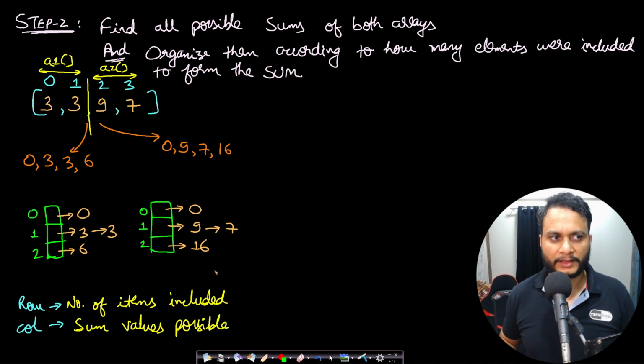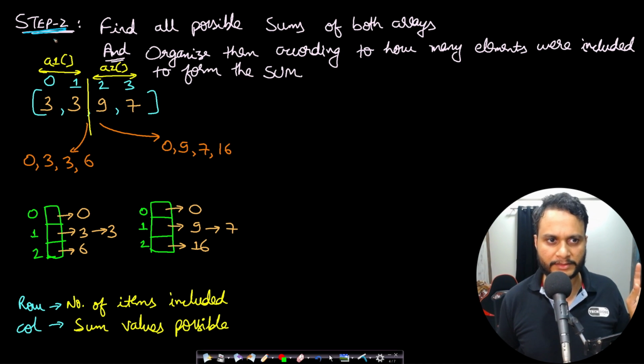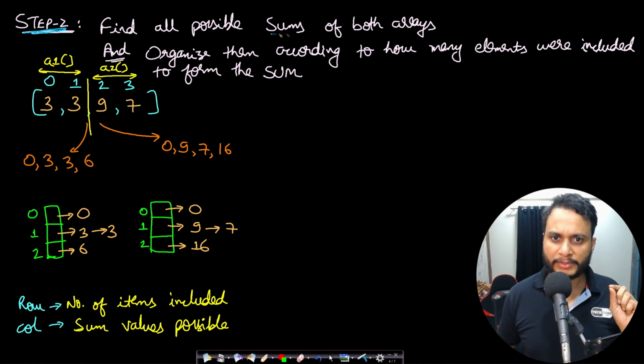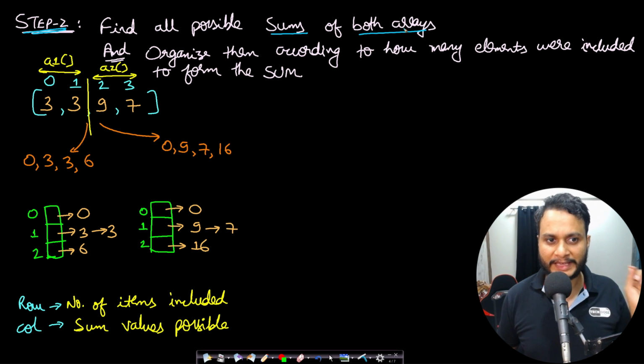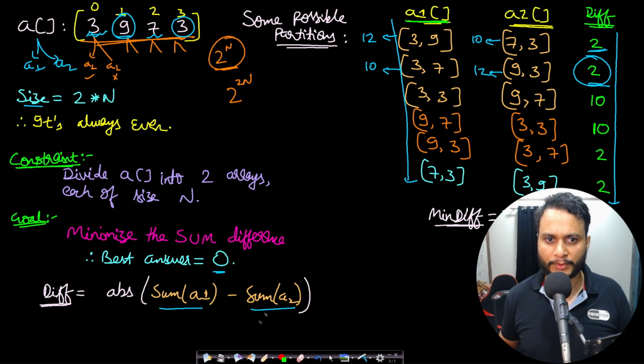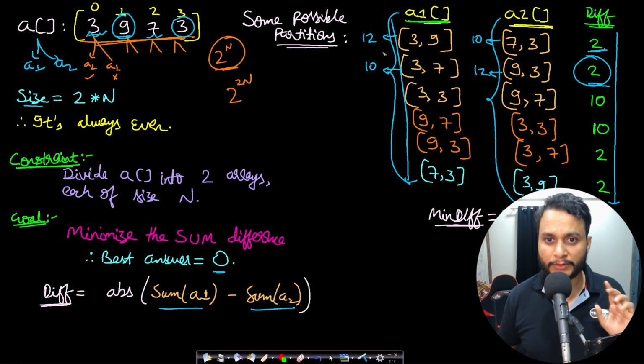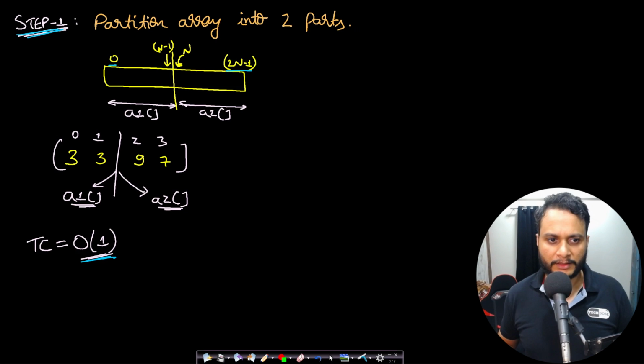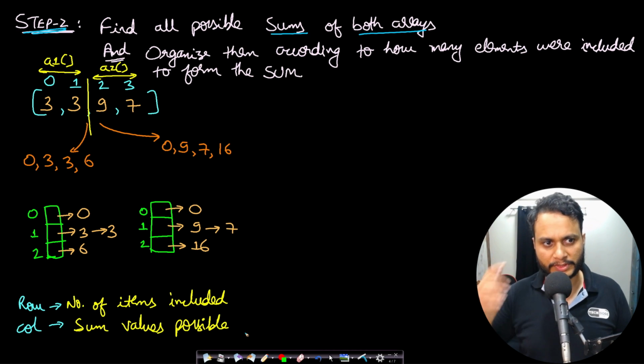Now step number 2 is, having divided the arrays, we need to find all possible sums of both the arrays, that is A1 and A2. These are all possible sums of A1 and these are all possible sums of A2. That means after creating the partition we need to find the sum, like 12, 10, and this will be 6 and so on, right? Therefore let's go to step number 2.